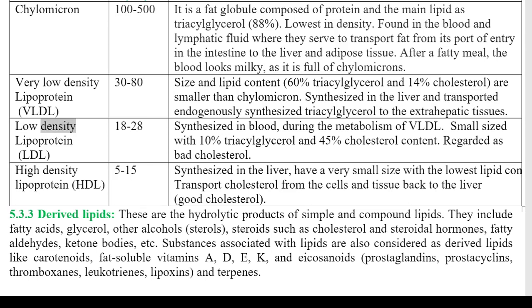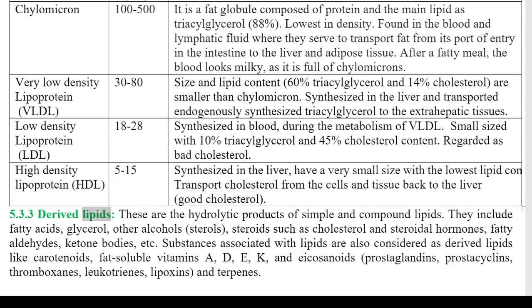Low density lipoprotein, LDL, 18 to 28 nm. Synthesized in blood during the metabolism of VLDL. Small-sized, with 10% triacylglycerol and 45% cholesterol content. Regarded as bad cholesterol. High density lipoprotein, HDL, 5 to 15 nm. Synthesized in the liver, it has a very small size with the lowest lipid content. It transports cholesterol from the cells and tissues back to the liver. Good cholesterol.